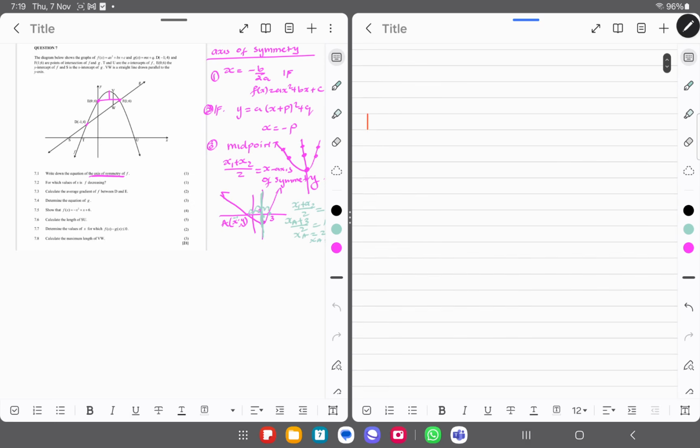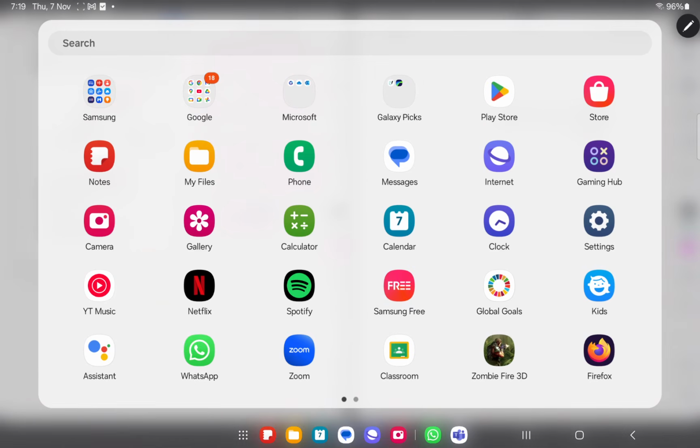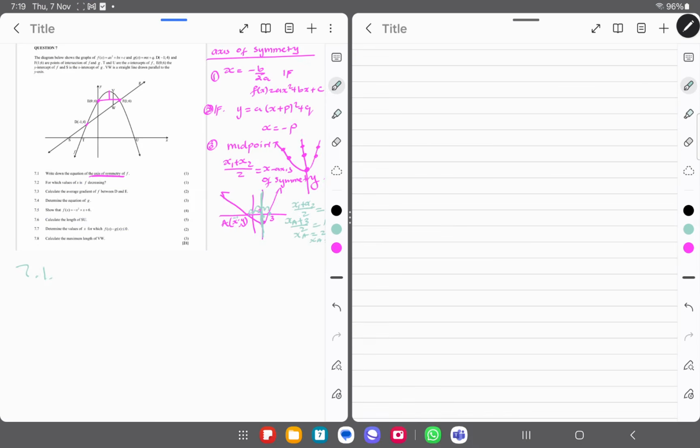Now in 7.1, let me just do 7.1 here. In 7.1, the axis of symmetry, what are you given? You are given 2 coordinates, this one and this one, so I can get the midpoint. The x coordinates will then be 0 plus 1 divided by 2 equals the axis of symmetry. Therefore, x equals 1 over 2, which is 0.5.